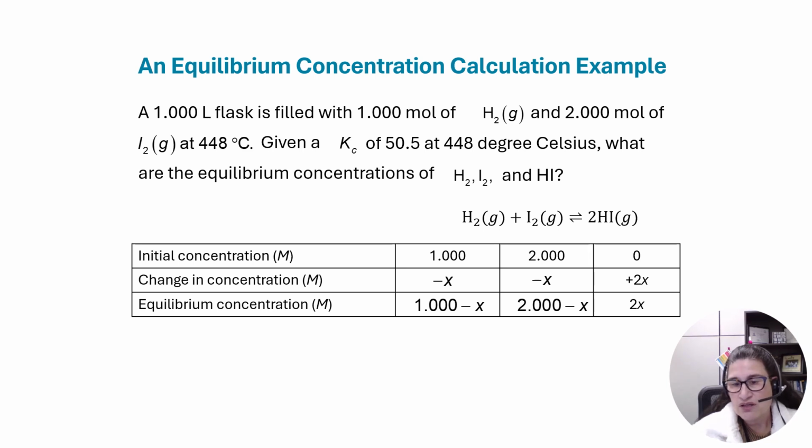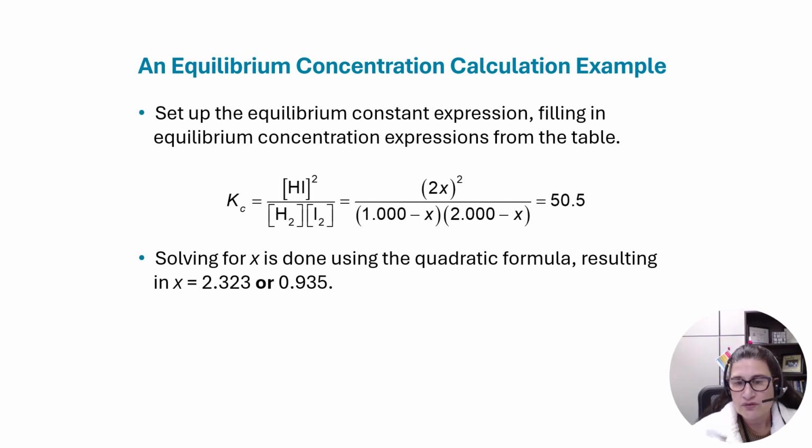So since my change is going to be minus x, because I don't know what it is, and this one is plus 2x, because I'm using these up if it's going forward, and this has a coefficient of 2, that's why it's 2x. So 0 plus 2x is 2x, 2 minus x is 2 minus x, and 1 minus x is 1 minus x. So now we're going to plug these equilibrium concentrations into my equilibrium expression. So those are the concentrations I had. I'm setting it equal to K, and I'm going to do a quadratic equation, and I'm going to get 2 roots.